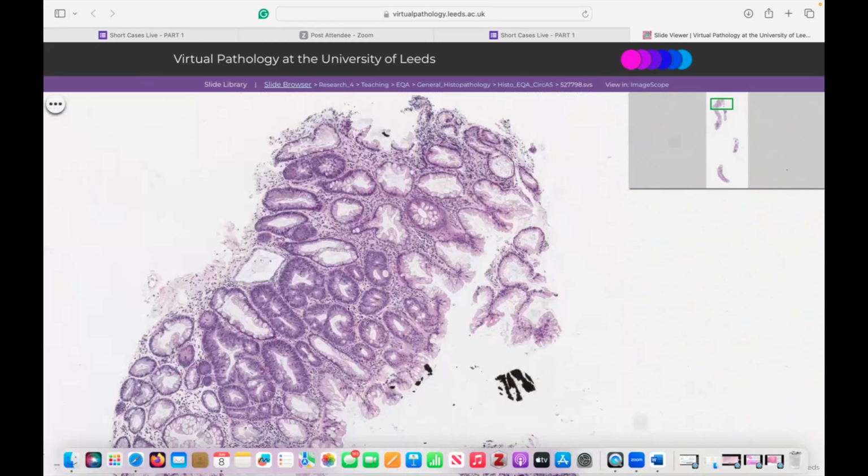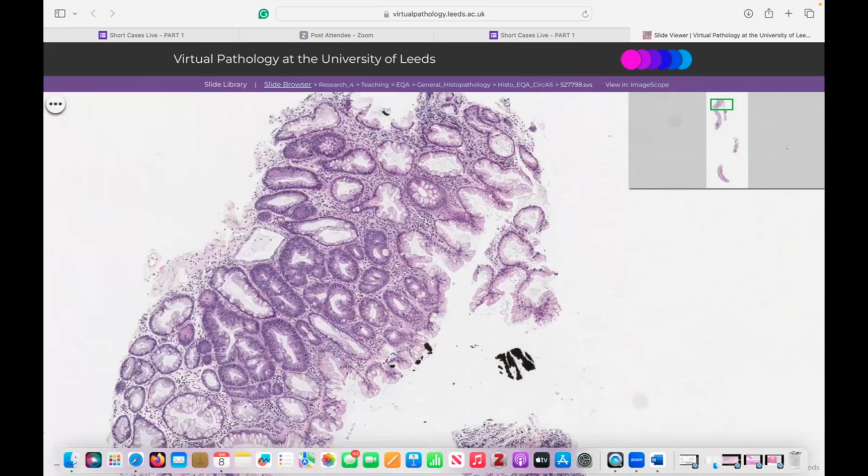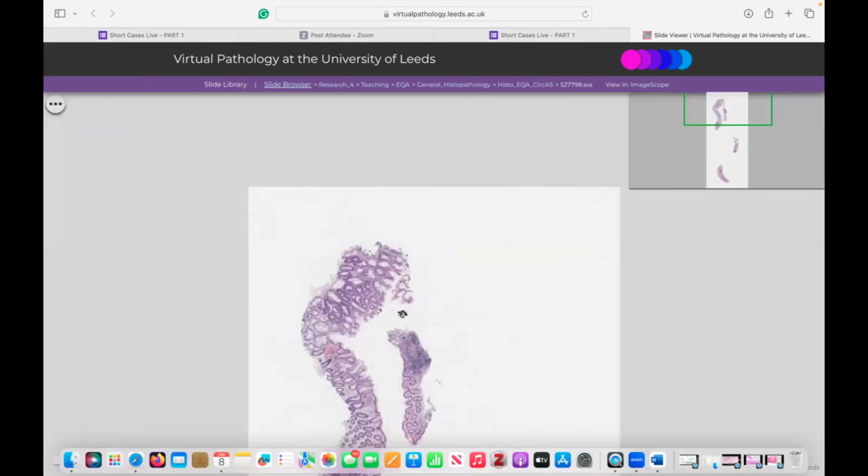Just zoom out on the scanner. Go on the lowest power. See this area, dysplasia you can identify on the scanner. See how it is blue as compared to this pale area. It is important to identify dysplasias in a polyp.